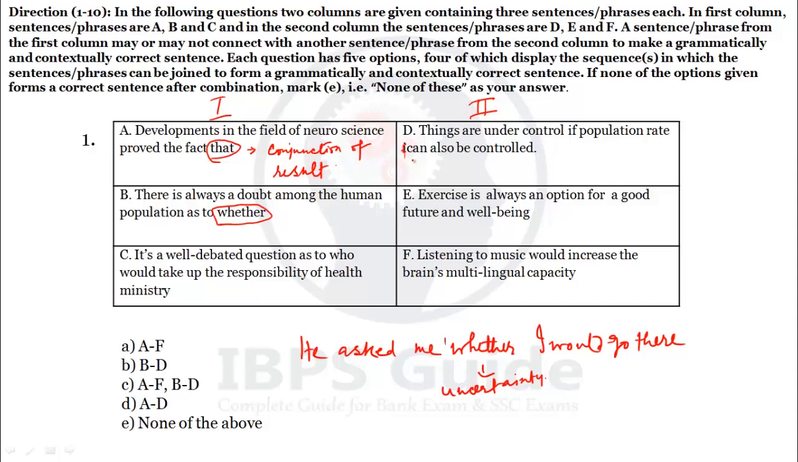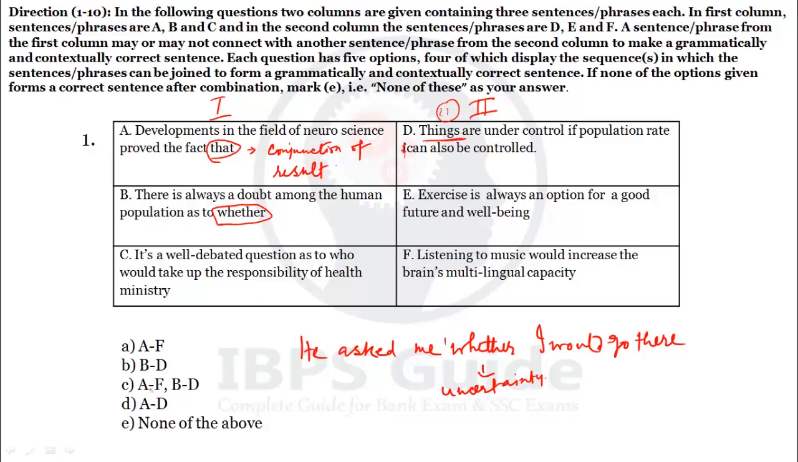Let's move to option 2. There is always a doubt among the human population as to whether things are under control if the population rate can also be controlled. If you take B and D, things are under control. Which are the things? There will be a question mark. Which things are under control if the population is controlled? If it were poverty can be controlled, or employment can be controlled, then we could take the BD option. But it is not mentioned which things. So the big question here is, which things? That's why BD is not our option.